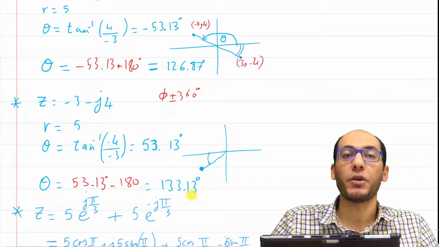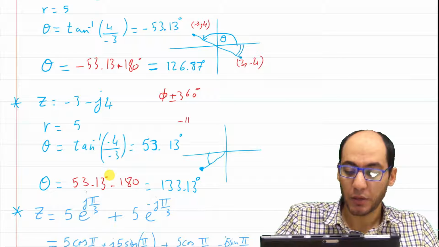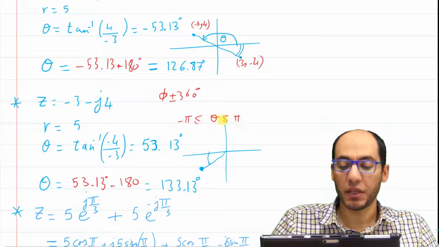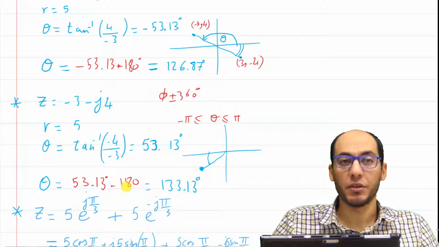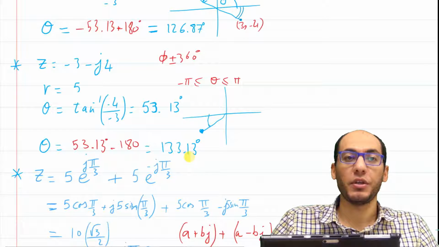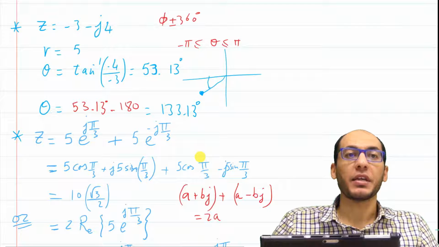Because I prefer theta to be between negative pi and pi. Because this is the convention, for theta to be between negative 180 and 180. If I added 180, then it's going to exceed this value. It's going to exceed 180, which is not the convention. Right? So I get negative 133.13 degrees. Okay, let's take another example.